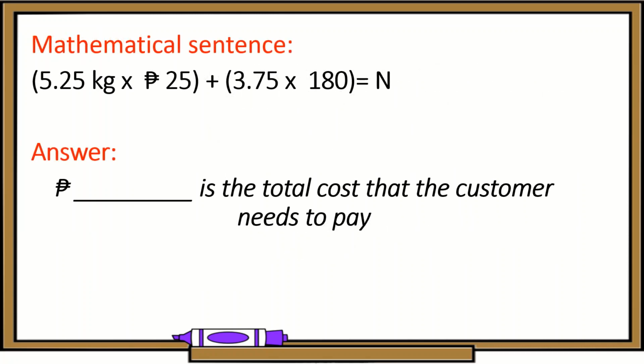At para sa ating mathematical sentence, kailangan nyo lang i-multiply ang 5.25 kilogram sa 25 pesos. That is for bananas. At 3.75 times 180 for the grapes. Once you get the amount for banana and for the grapes, ipag-add nyo lang sila for you to get the answer, which is blank, the total cost that the customer needs to pay.